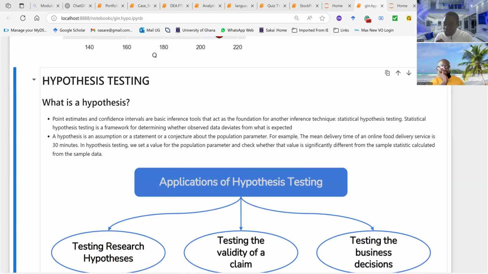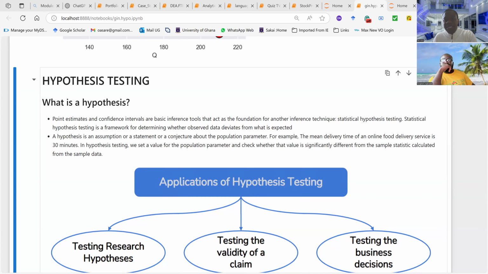Now, it's the same thing I put here in a diagrammatic fashion. Formulate a null and alternative hypothesis. So when it comes to the specific hypothesis process, this is how you go about it. Formulate a null and alternative hypothesis. We shall do an example right now. Select the test, choose the level of significance.